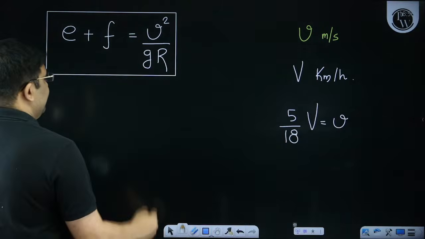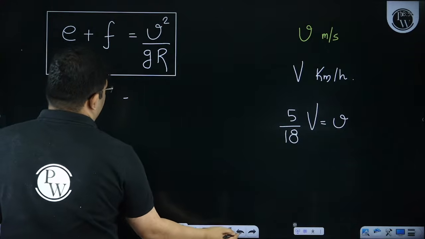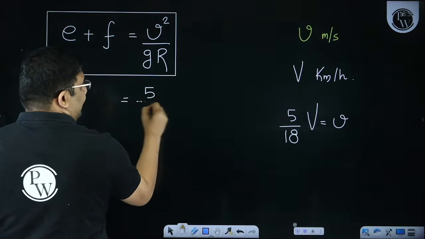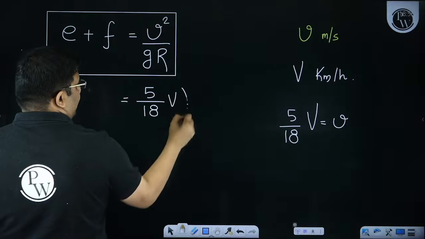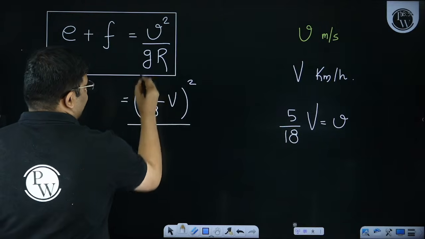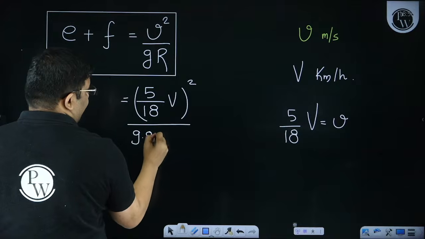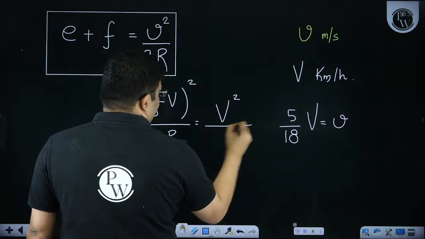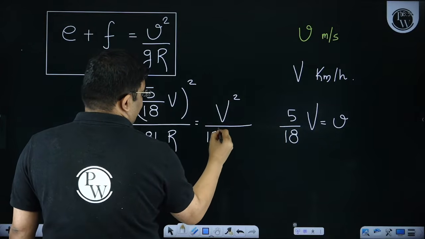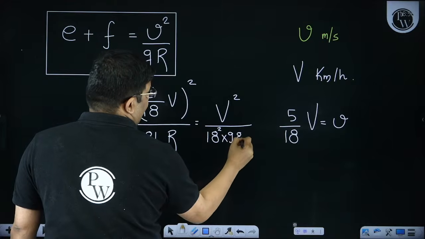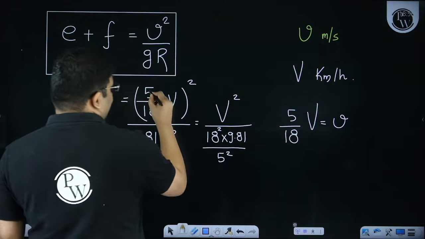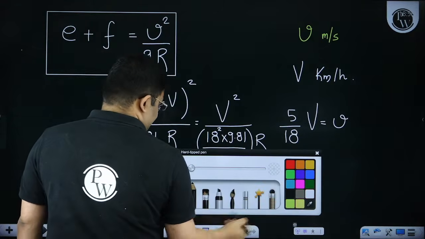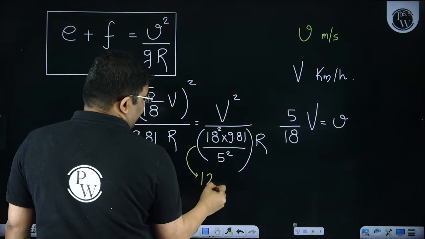So what I can do is, in this equation, in place of this small v, which is in meter per second, I can use 5 by 18 capital V, where capital V is in kilometer per hour. Then I'll put the value of g, which is 9.81. Now if we rearrange this, it will become V square divided by 18 square into 9.81 divided by 5 square, this 5 square will go down. Now this value is approximately 127.